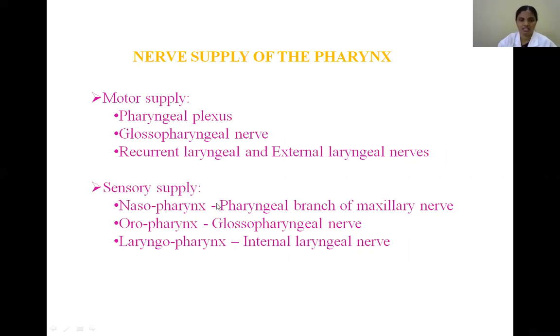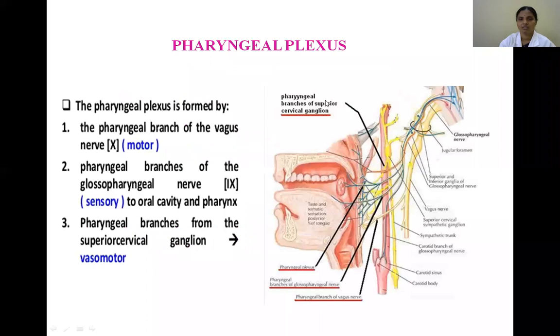Then what is the sensory supply? The nasopharynx is supplied by the pharyngeal branch of the maxillary nerve, whereas the oropharynx is supplied by the glossopharyngeal nerve. It is not directly by the pharyngeal plexus. It is the glossopharyngeal nerve supplying the oropharynx. Then the laryngopharynx is supplied by the internal laryngeal nerve. See here, what is this pharyngeal plexus?